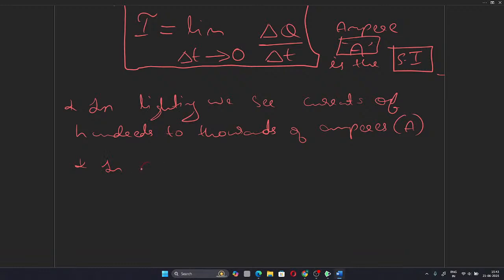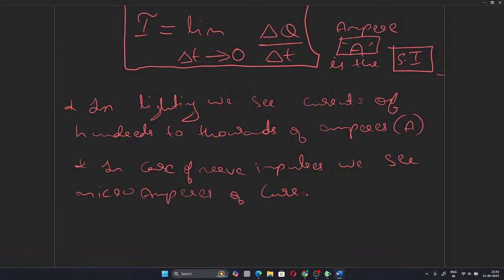In the case of nerve impulses in our body, we see microamperes of current. This completes the first topic.